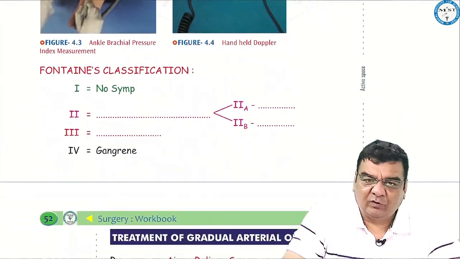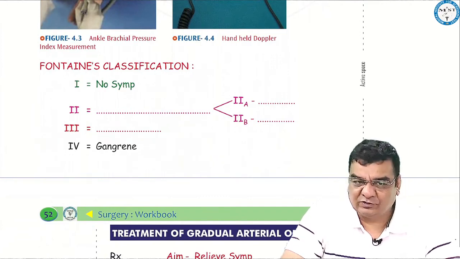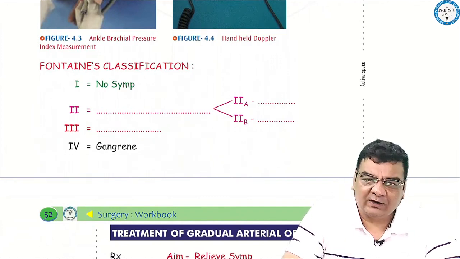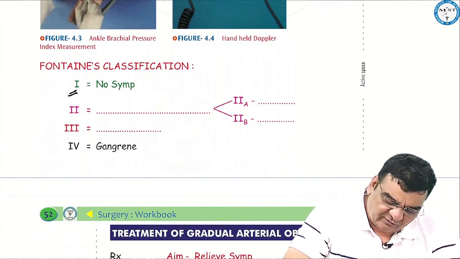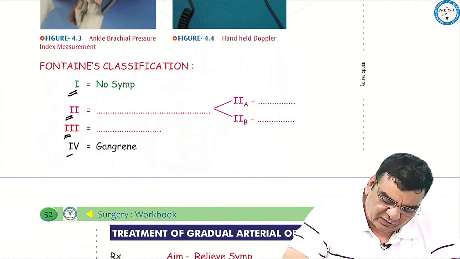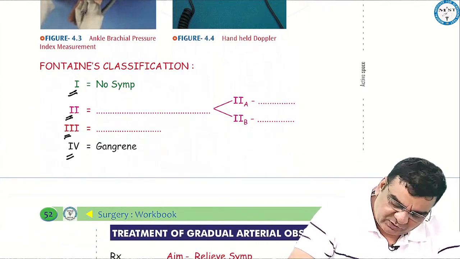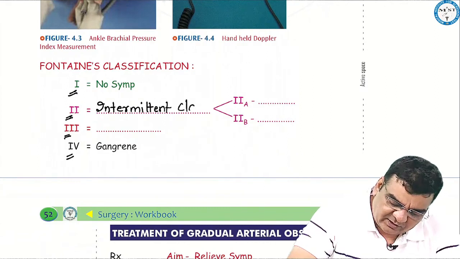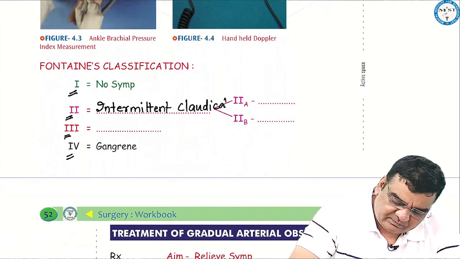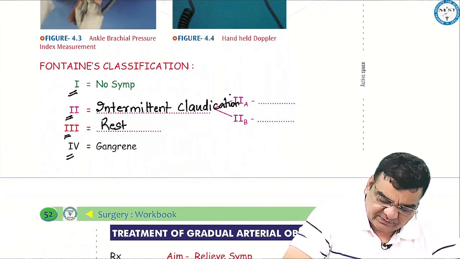This will tell us what is the site of obstruction, what is the status of collaterals, and what we are supposed to do. We can also do a Fontaine's classification here, where we can classify the presentation of gradual arterial obstruction into 4 grades. Grade 1 when the patient does not have any symptoms. Grade 2 when the patient is having intermittent claudication. Grade 3, rest pain.